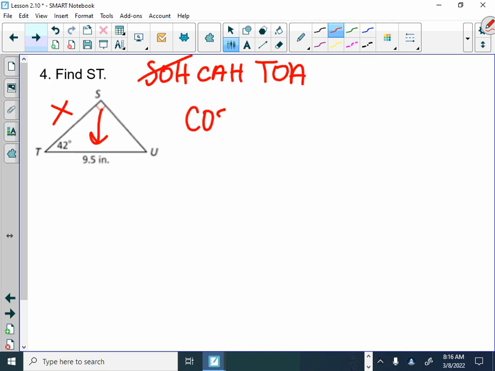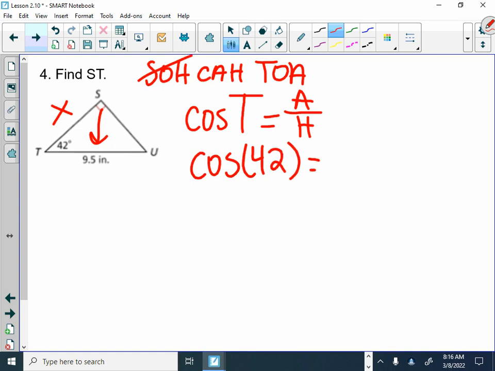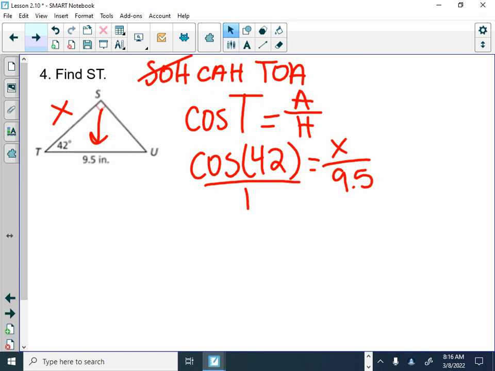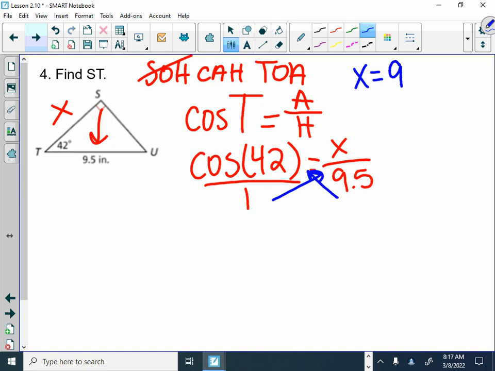So the cosine of my angle, you always put your angle right here. It's always whatever trig ratio followed by your angle. Okay, so cosine of t is adjacent over hypotenuse. So the cosine of 42 equals my adjacent, which is x, and my hypotenuse is 9.5. And then from here, I need to cross multiply. X times 1 is just x. And then on the other side, I have 9.5 times the cosine of 42.